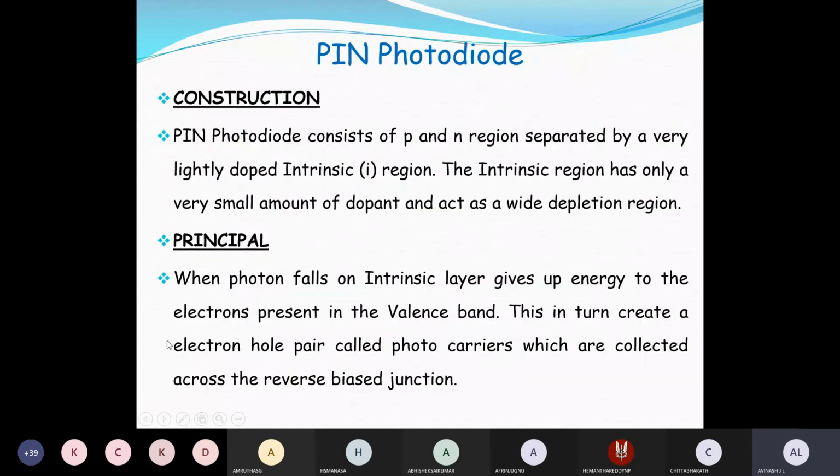Now seeing the principle of working, when a photon falls on the intrinsic layer, it gives up energy to the electrons present in the valence band. This in turn creates an electron hole pair called photocarriers, which are collected across the reverse biased junction.